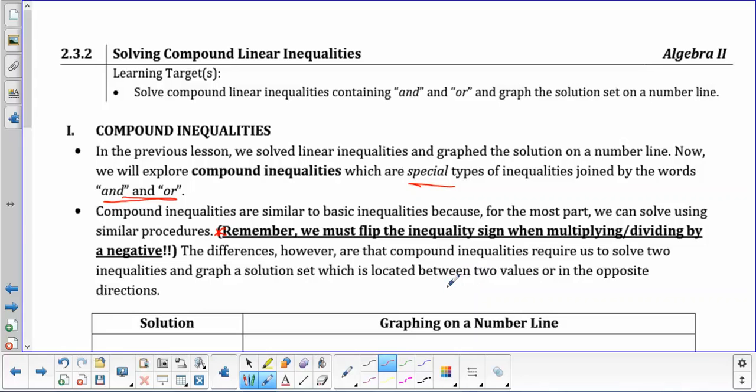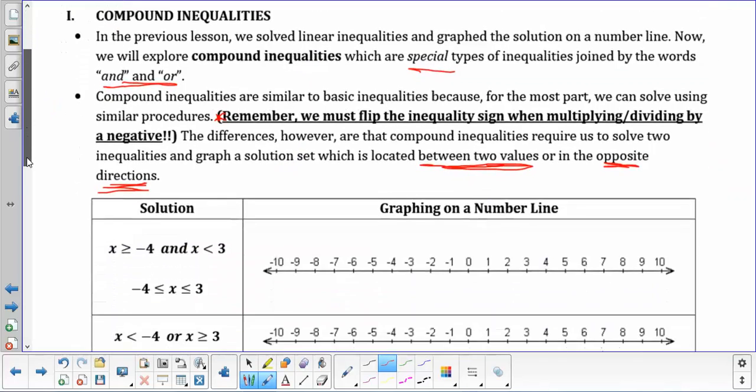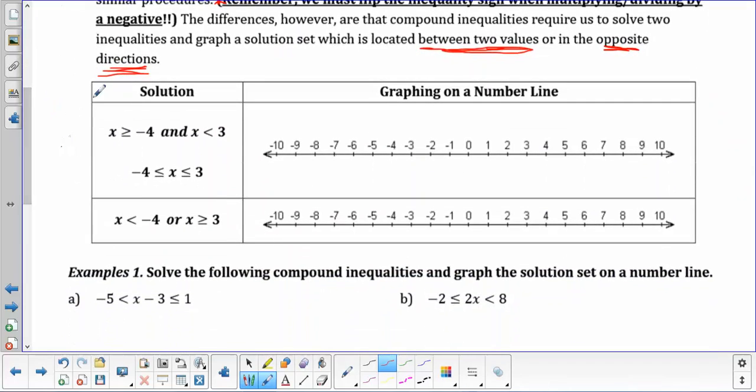Since we're solving what is essentially two inequalities, we're going to have a solution set which is between two values or in the opposite direction of two values. So the solution set's going to look a little different from what we've had previously. To give you an idea of what that looks like, take a look at this little chart here. These first inequalities are examples of and inequalities. You will literally see the word and written, or you will see it combined like so.